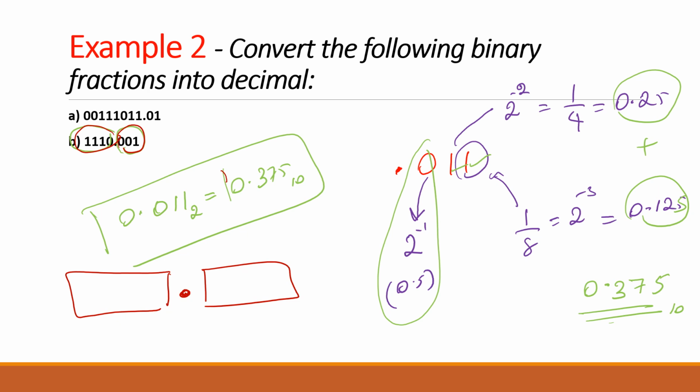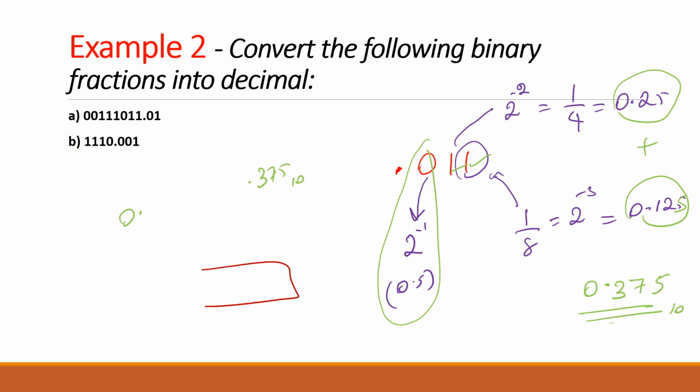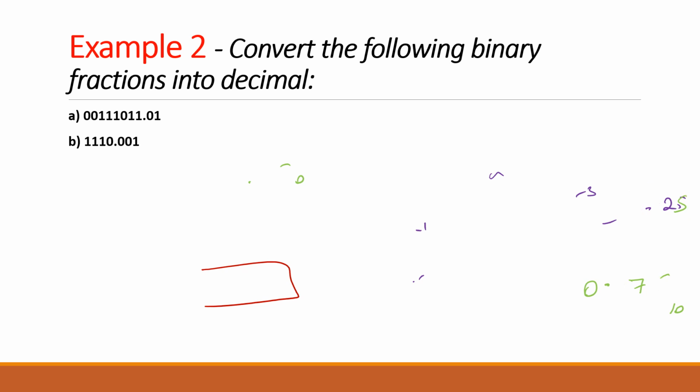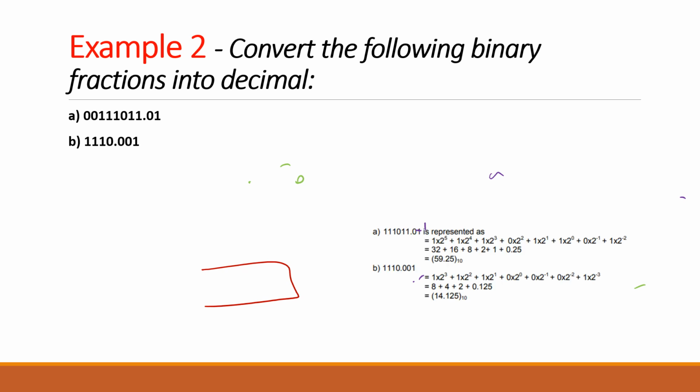Can I know what you got? 59.25. Yes. And the other one is 14.125. Did you get this or not? So where did you go wrong?